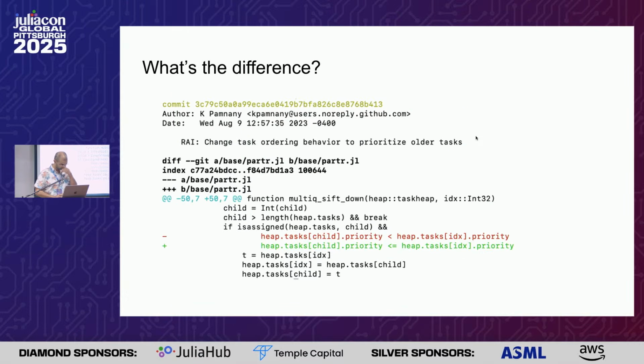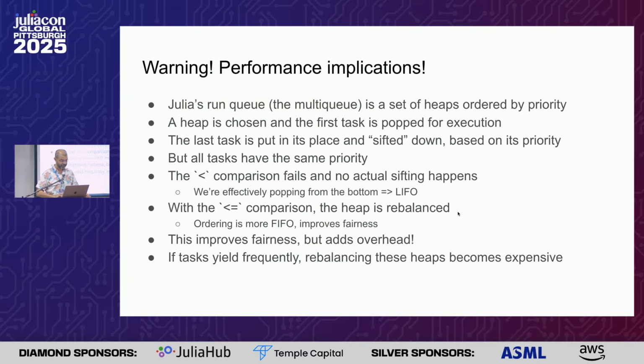So what did we do? It's a one-line change. In fact, it's a one-character change. In this file, we go from a less than comparison to a less than or equal to comparison. But don't do this at home, because there are problems. There are downsides to doing this. We do improve fairness, right? And this kind of goes into a bit of an explanation.